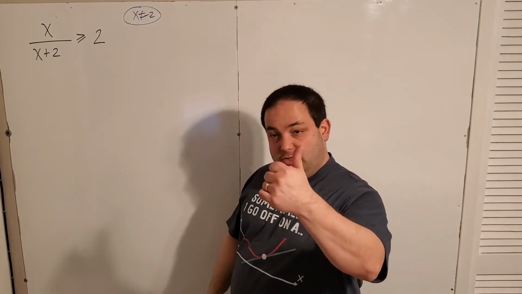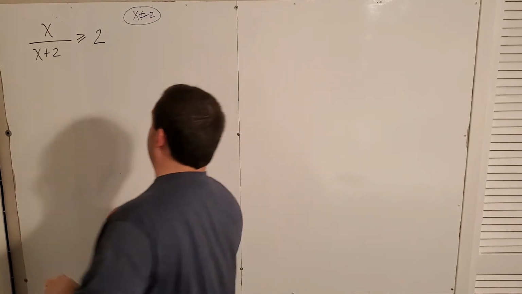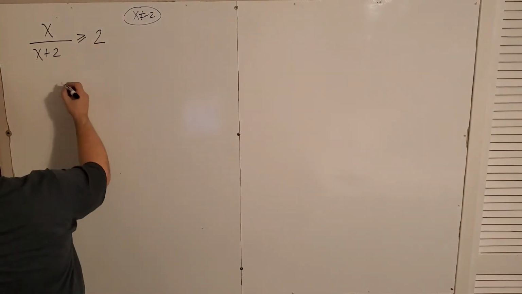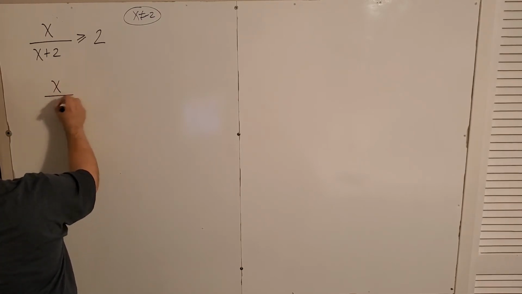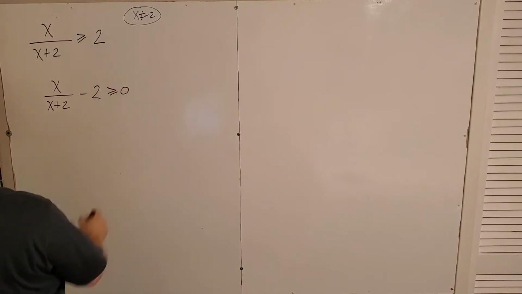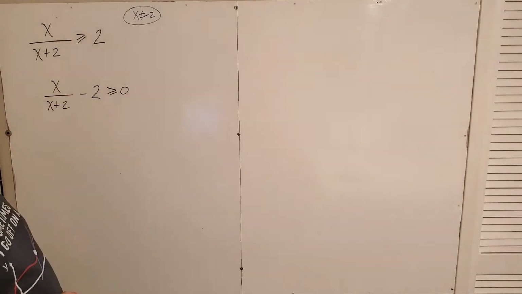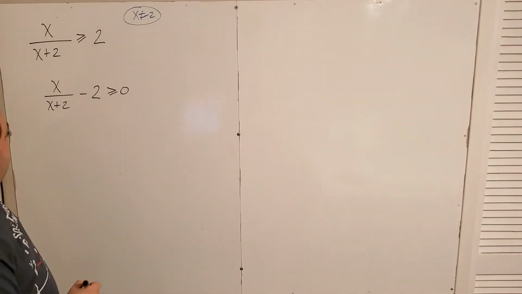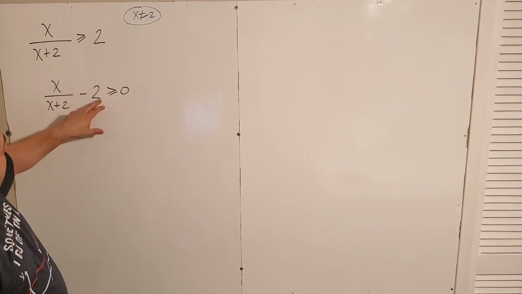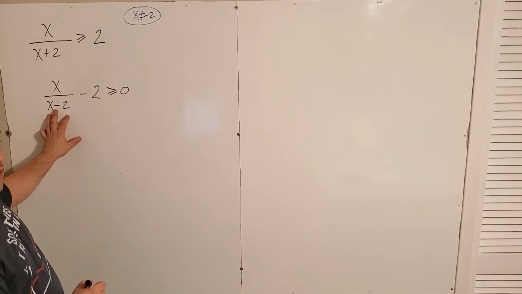Okay, so first step, I want to get 0. That means I'm going to subtract the 2 over. It's not going to immediately combine though, because I don't have a common denominator. To get a common denominator, I'm going to have to multiply top and bottom here, numerator and denominator, by the x plus 2.